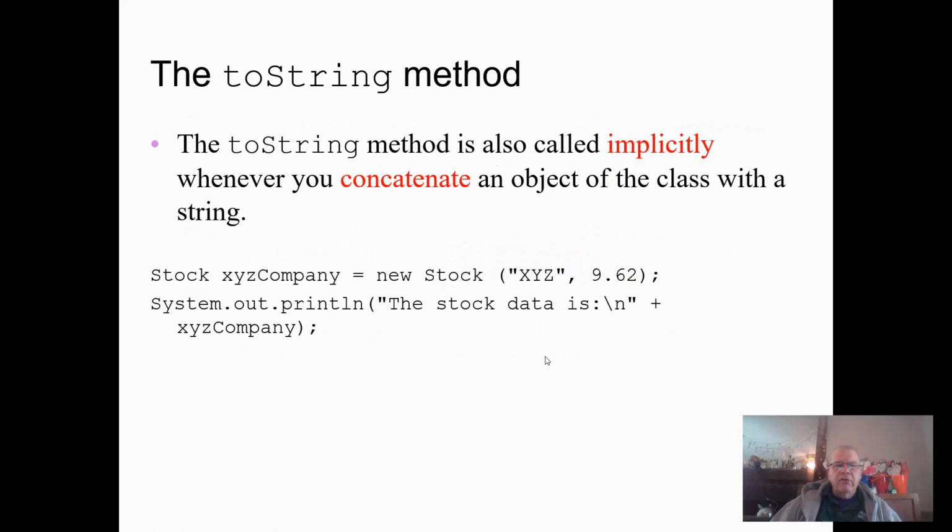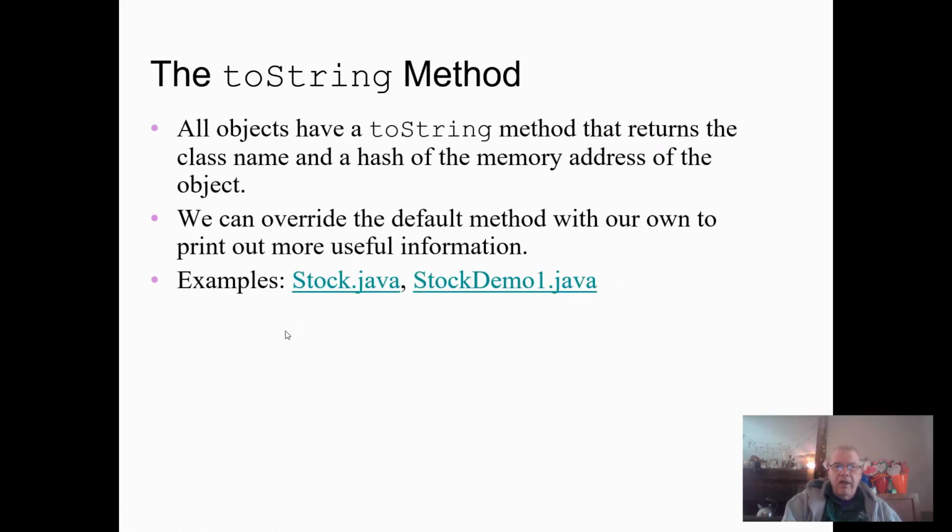It's also true that toString is called implicitly when you concatenate. So here we concatenate an object to a string. Here's a string, "The stock data is:" and a line feed, and then concatenated with XYZ company, just the name of the object. So the output is the same as before. It calls the toString method and prints it out.